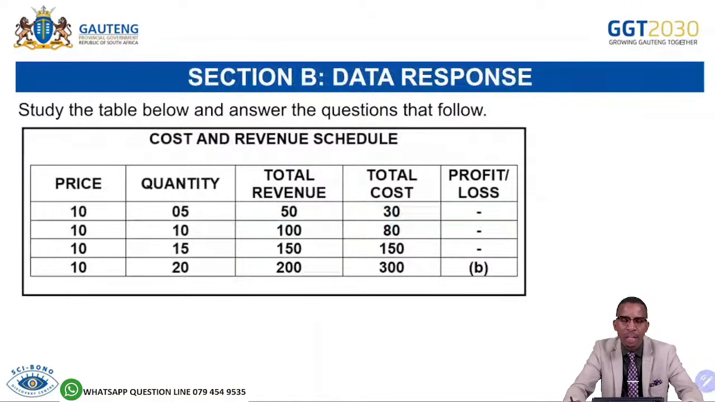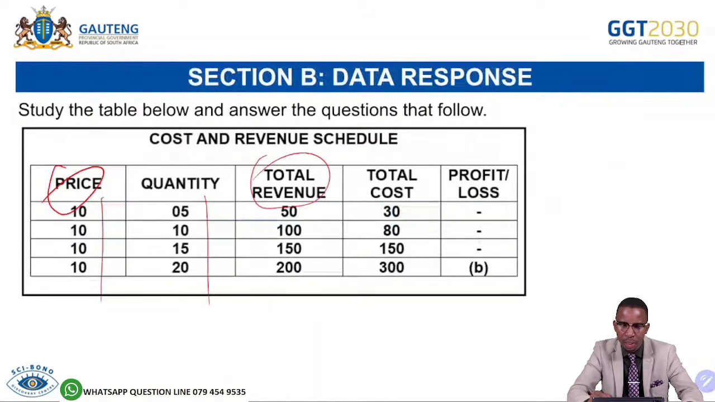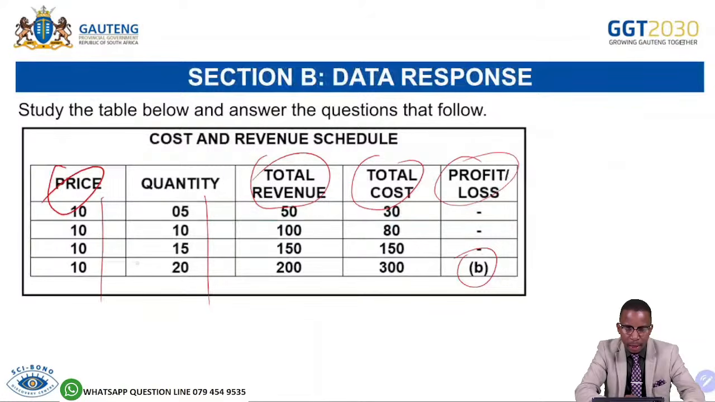So we are given a cost and revenue schedule here, where we have our price. Our price remains constant at 10, and then quantity keeps on increasing. And then we have our total revenues, we have total cost, then we have profit or a loss. Then we are given B there, meaning that there must be a certain calculation. So you need to check, especially on quantity 15, the firm is making a normal profit because total revenues are equal to the total cost. But if you check at quantity 5, the firm makes economic profit because revenues are more than cost, TR is more than TC. And then also quantity 10, TR is more than TC. Quantity 20, it's a loss because TC is more than TR.